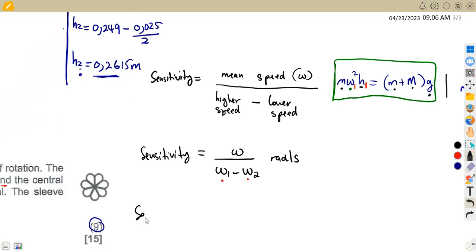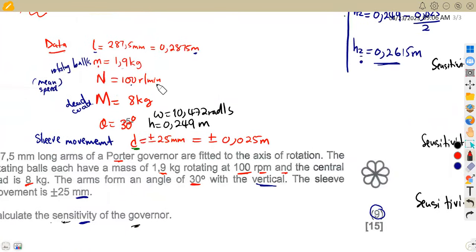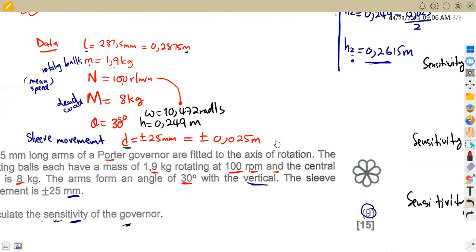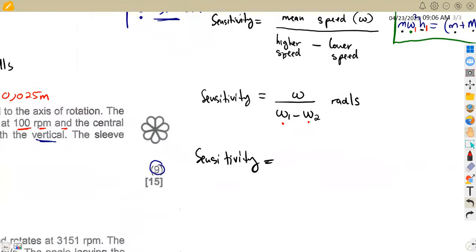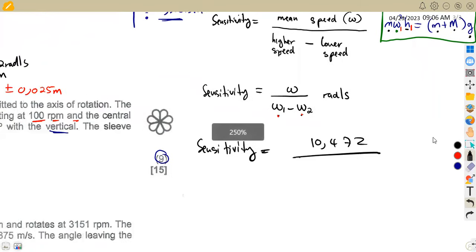So therefore, our sensitivity in the final can be calculated, which is equal to the mean speed, which is our omega, the one that we calculated before from our n. Remember, our n in revs per minute gave us 10,472 rad per second. So this is going to be 10,472 over omega-1 minus omega-2. So we are now dealing with those speeds, the higher speed minus the lower speed, according to the values that we obtained here.